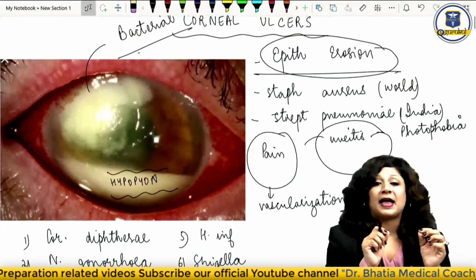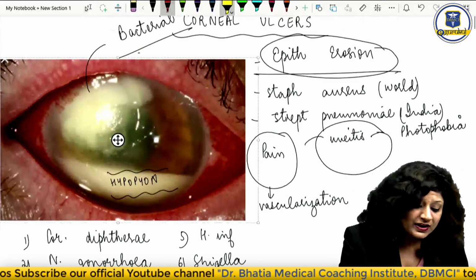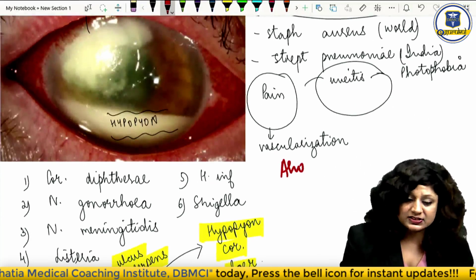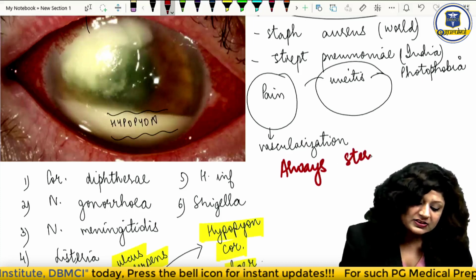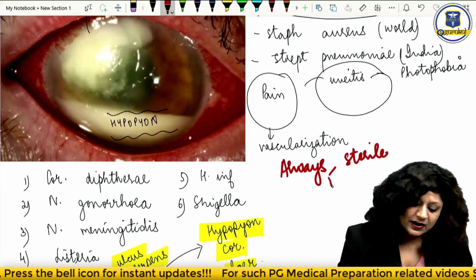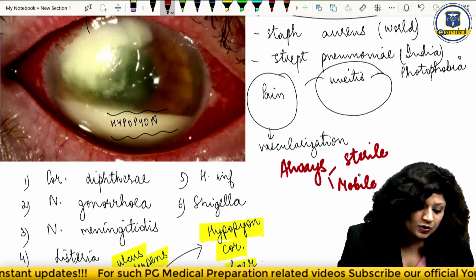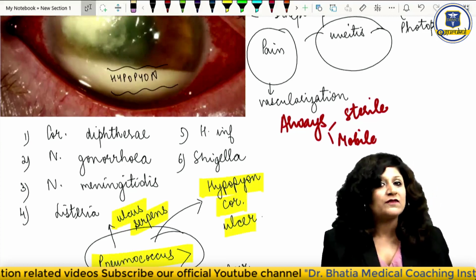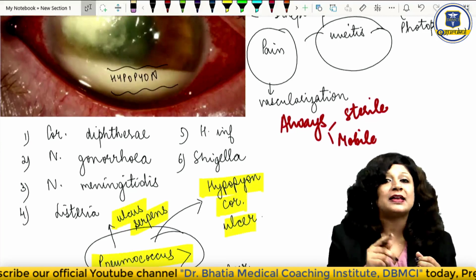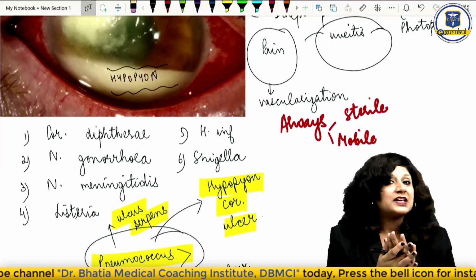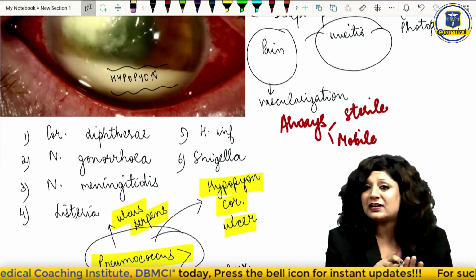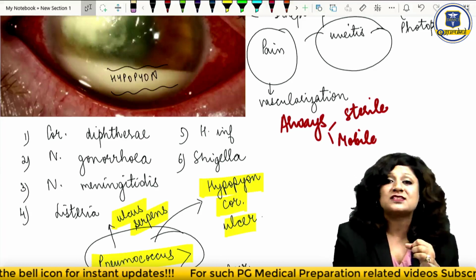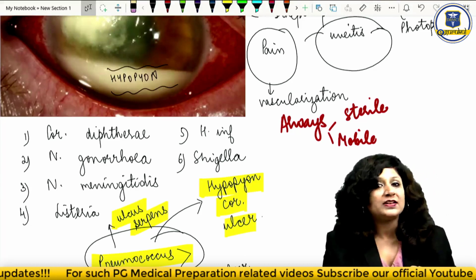Whenever we have the bacterial hypopyons, you have to always remember that these hypopyons are always sterile. They are always sterile as well as they are always mobile. Now why is it so? Why are these bacterial hypopyons always sterile and always mobile? They are sterile because bacteria do not have hyphae. They do not have the finger-like projections which can actually penetrate inside the exudate. So one very important feature is that bacterial hypopyons are always sterile.